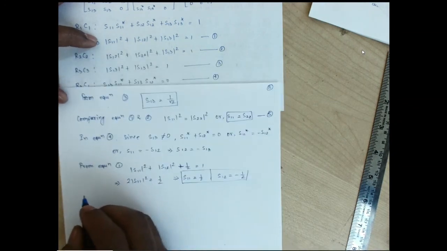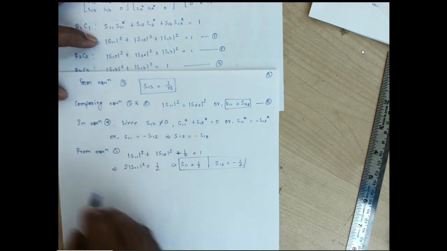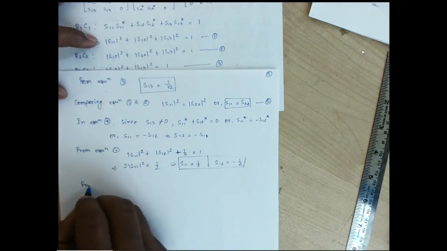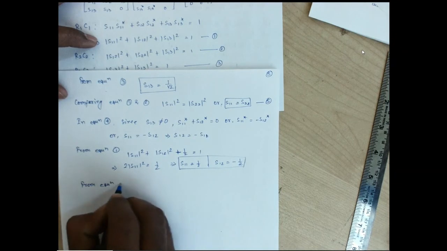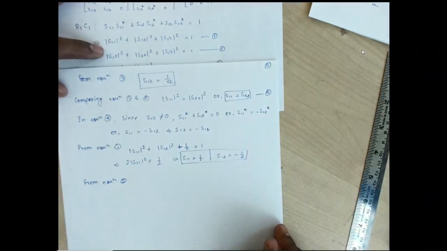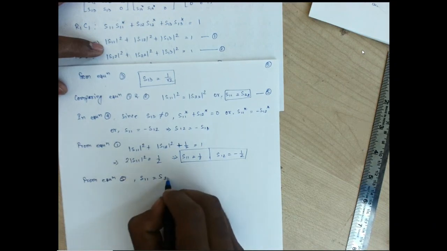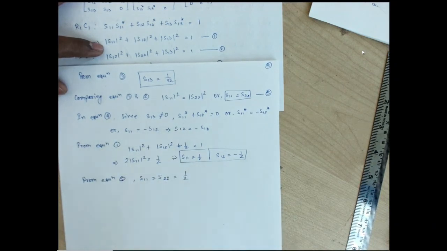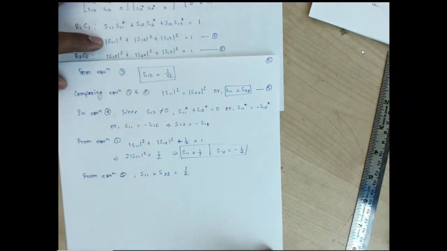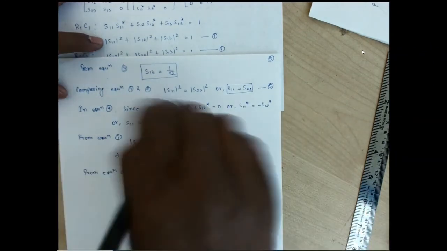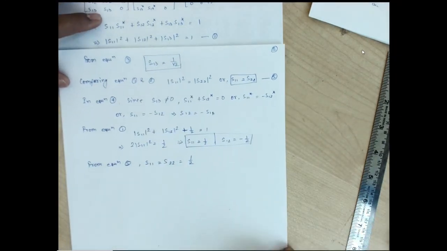From equation 5, that tells us S22 equals half. So all those things we have already derived. In the next class we will see the complete S matrix.